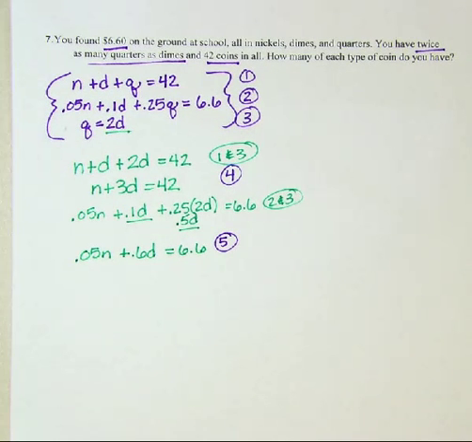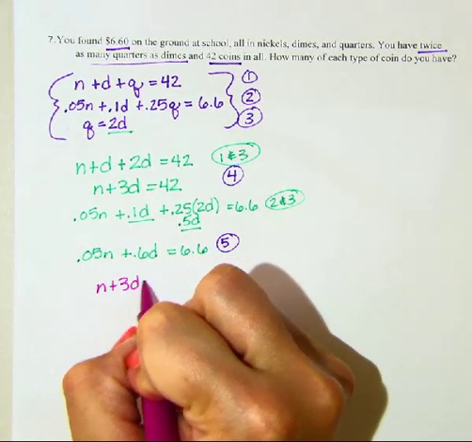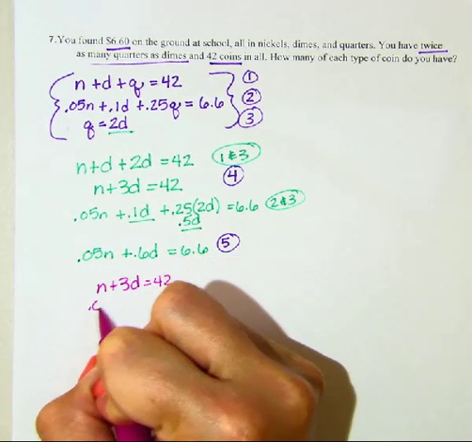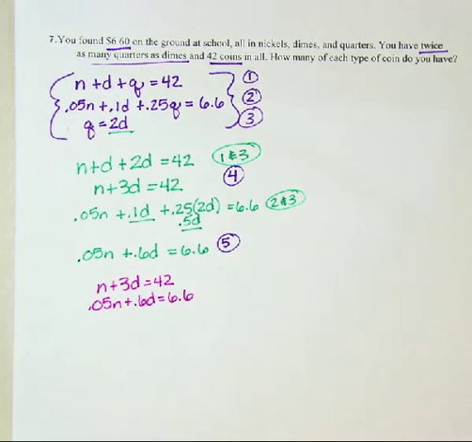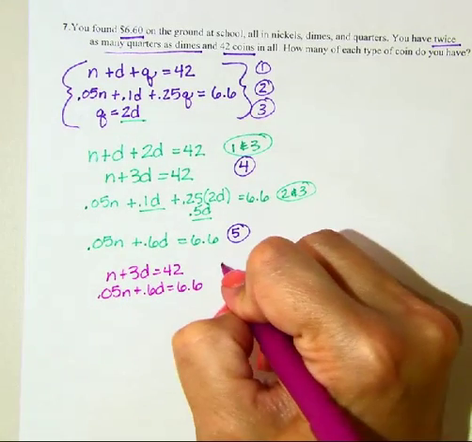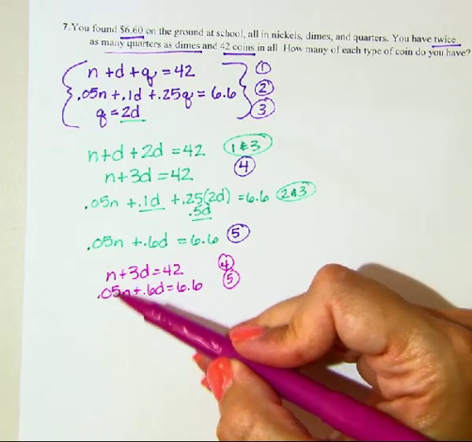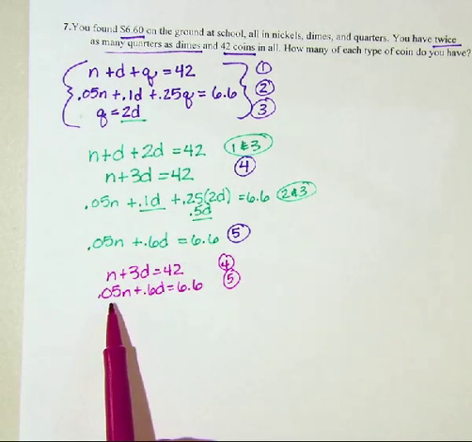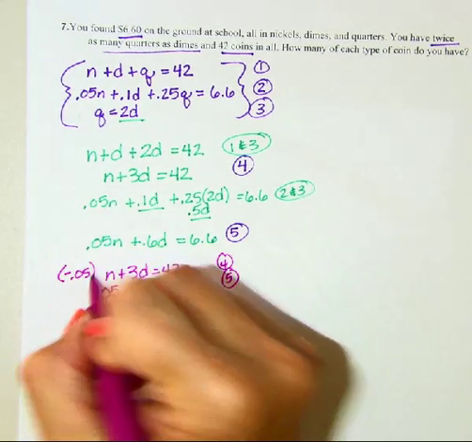Okay? So I'm going to use 4 and 5 to solve for a variable. Okay? So I have N plus 3D equals 42, and I have 0.05N plus 0.6D equals 6.6. And you choose the variable that looks the easiest. This is equation 4, this is equation 5. N is going to be the easiest to get rid of because this is a positive 0.05. I can make this a negative. So I'm going to multiply this one by a negative 0.05.